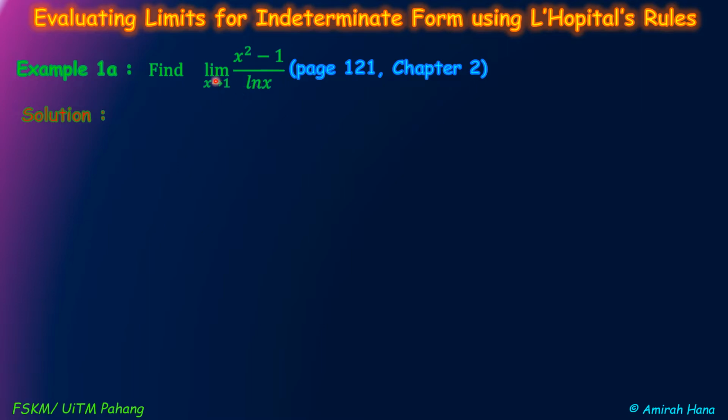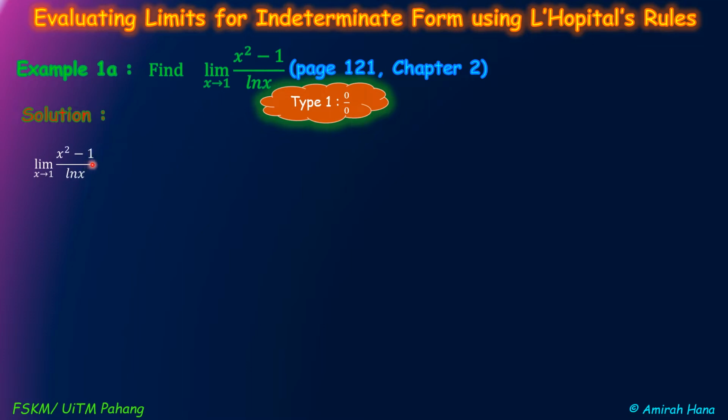This question is under type 1, which is 0 over 0, because when we use direct substitution and substitute 1 into variable x, we have 0 in the numerator and 0 in the denominator. So we can solve this limit using L'Hopital's rule, because 0 over 0 is an indeterminate form. It means that if we use a calculator, the answer gives an error.